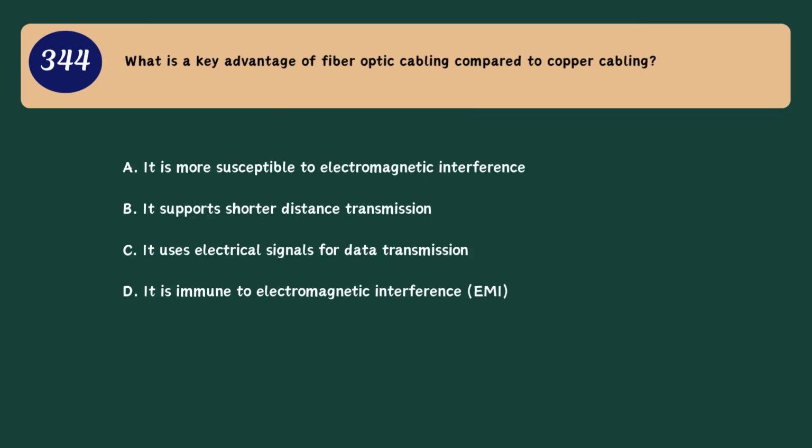Question 344. What is a key advantage of fiber optic cabling compared to copper cabling? A. It is more susceptible to electromagnetic interference. B. It supports shorter distance transmission. C. It uses electrical signals for data transmission. D. It is immune to electromagnetic interference.